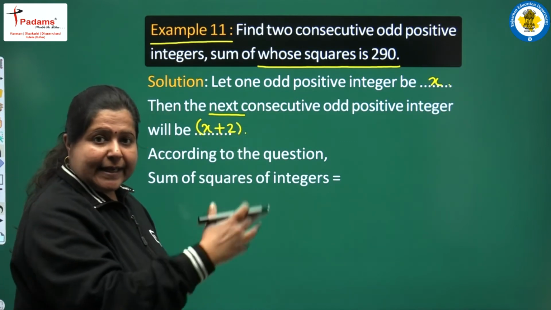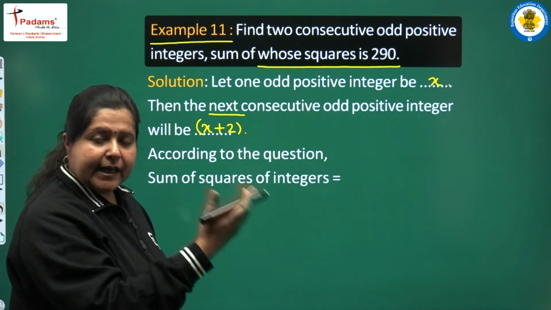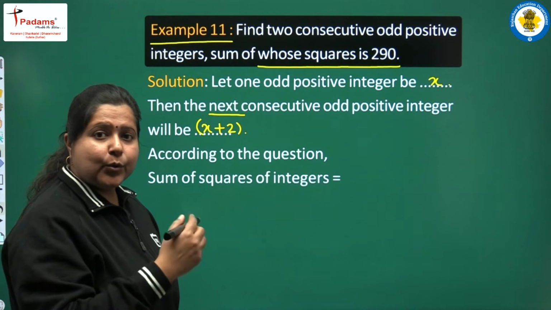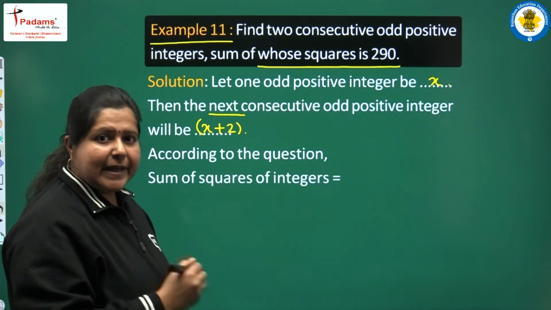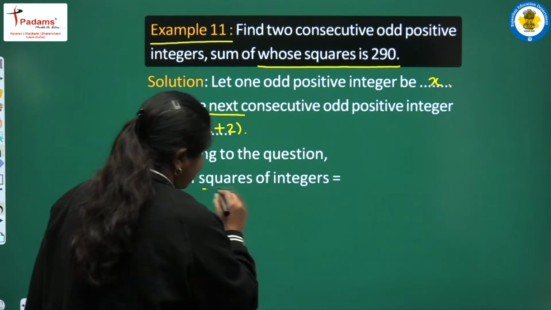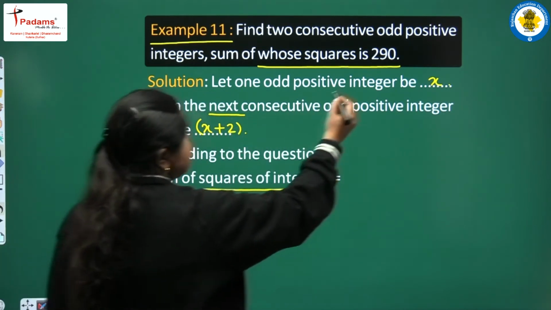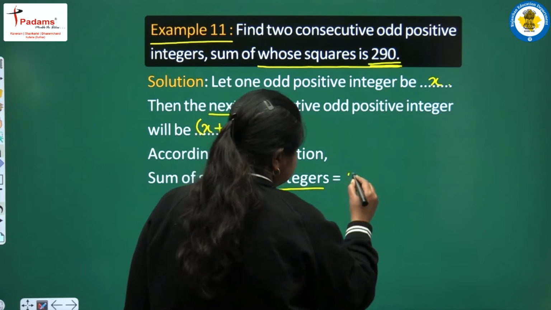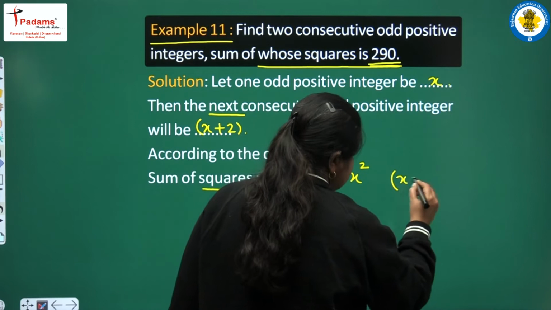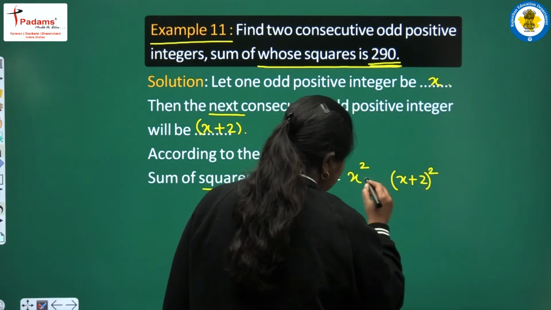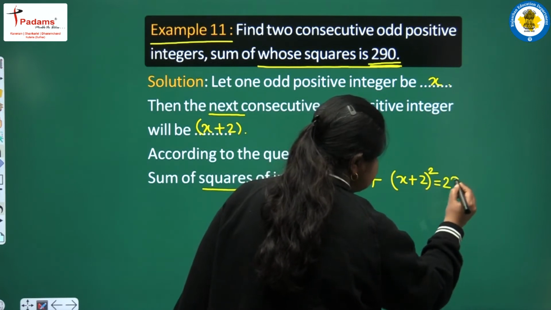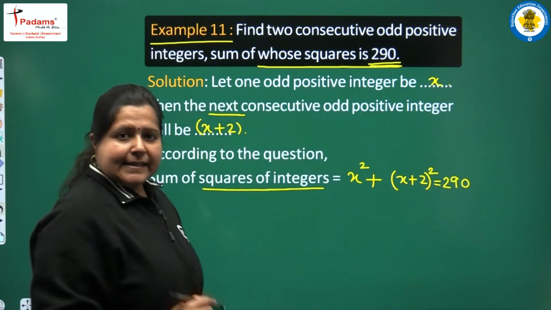2 ऐड करके हमें नेक्स्ट इंटीजर मिल रहा है ऑड पॉजिटिव इंटीजर. इसलिए अब जब एक इंटीजर x है तो अगला ऑड पॉजिटिव इंटीजर होगा x plus 2. We will be adding 2 this time. Now according to the question, sum of squares of integers, it is given equal to 290. So here square the first integer, it will be x square. सेकेंड इंटीजर x plus 2 है, इसका स्क्वायर किया और इन दोनों स्क्वायर्स का सम हमें दिया है इक्वल टू 290 as in the question.